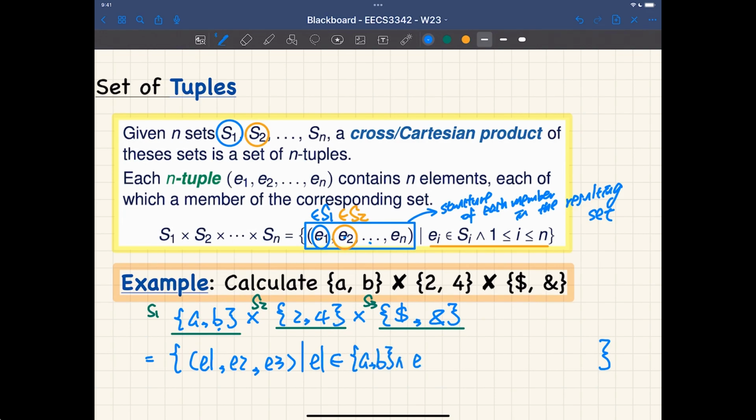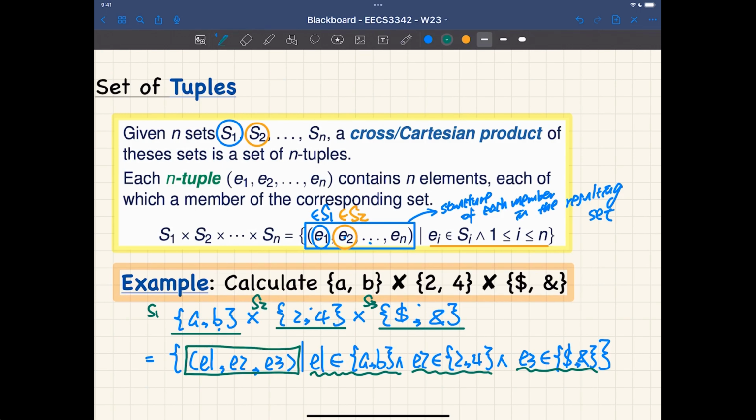And E2 is a member of 2, 4. And E3 is a member of dollar and %. Right? That's how you write precisely. You got 1, 2, and 3 over here, and this part here is the structure of each element. All right? And of course, let's have a little bit of anticipation. It's going to be a big set with how many members?